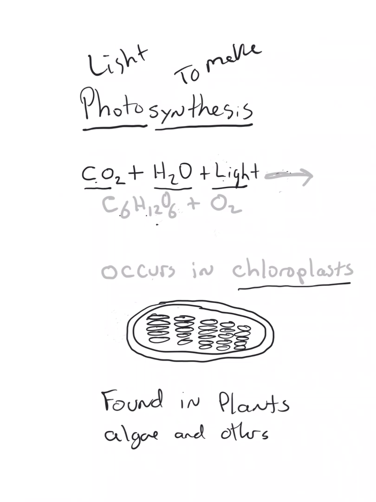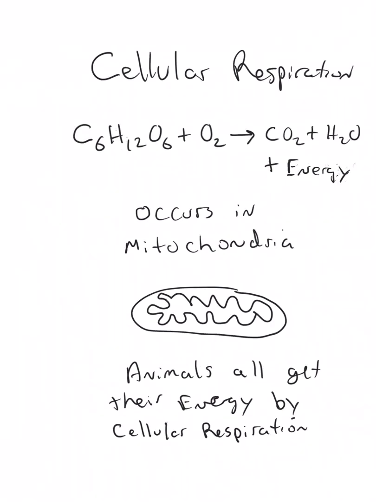It occurs along these little circular things in here, as well as in this space in between them. And typically we find chloroplasts in most plants. And you find it in algae. And there's other organisms as well where you find it. Now the opposite process is cell respiration.